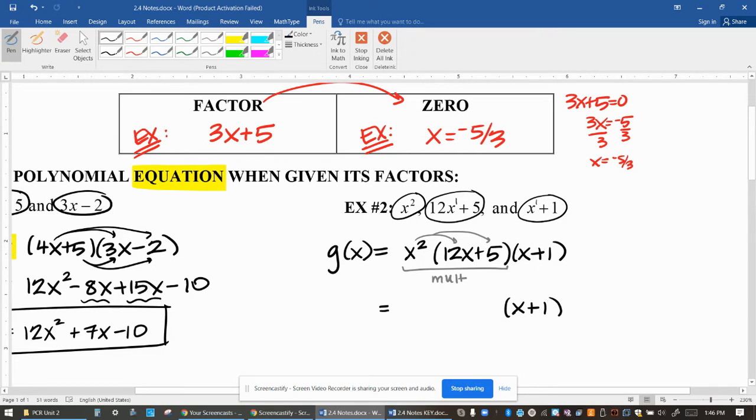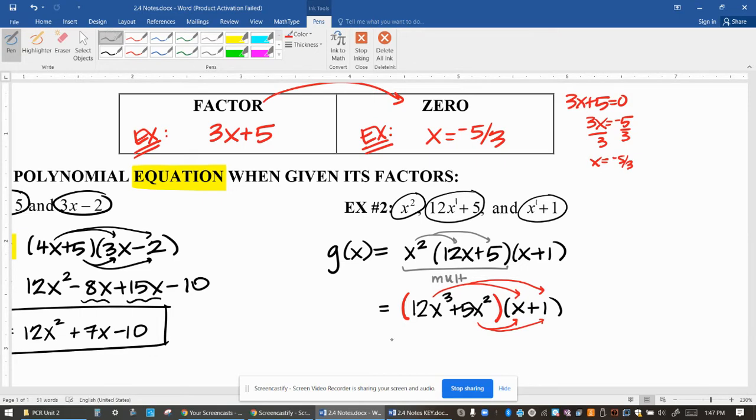However, you should notice that x squared times 12x is 12x cubed, and x squared times 5 is 5x squared. That is a binomial, so when I multiply it with the x plus 1, I need to remember that I need to distribute both of those terms. So I highly recommend that when you're multiplying more than 2 factors, like in this case we had 3 factors, you multiply the first two, keep them grouped together before you distribute and multiply with the third factor.